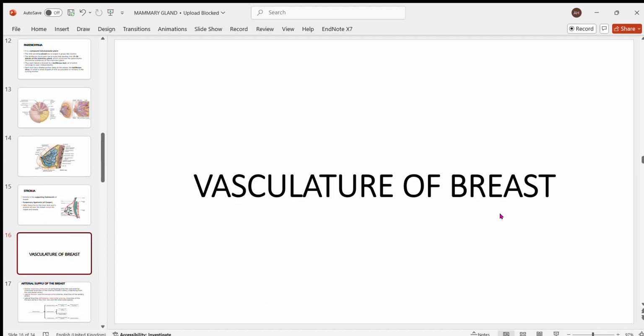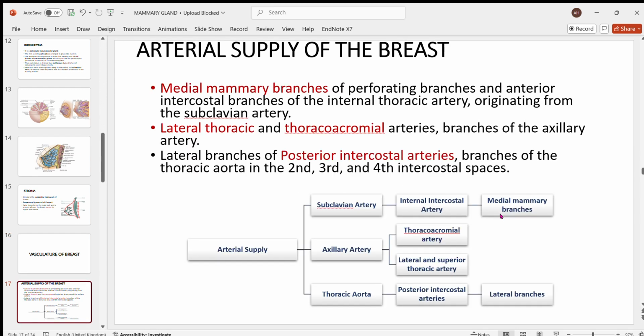Now we'll discuss briefly the vasculature of the breast, or the arteries and veins supplying the breast. So basically, breast is supplied by branches of three main arteries: the subclavian artery, the axillary artery, and the thoracic aorta. The medial mammary branches of internal thoracic artery, thoracoacromial, lateral thoracic, and superior thoracic artery of the axillary artery, and the lateral branches of posterior intercostal arteries of thoracic aorta, they are supplying the breast.